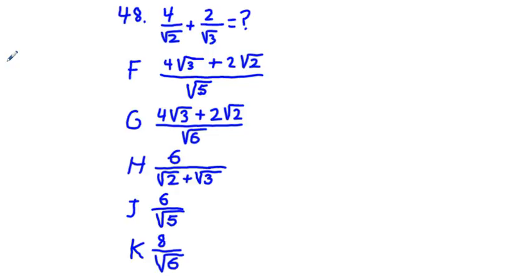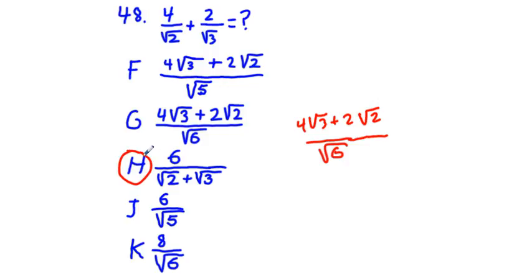Next, 48. We have 4 square root of 2 plus 4 over square root of 2 plus 2 over square root of 3 is equal to what? Well, what we have is a common denominator. If we take the square root of 2 times square root of 3, and for that we're going to have over square root of 6, and then we kind of cross multiply the deal. So we're going to have 4 square root of 3 plus 2 square root of 2, and that's going to be answer choice H. Actually, mark that wrong, answer choice G.